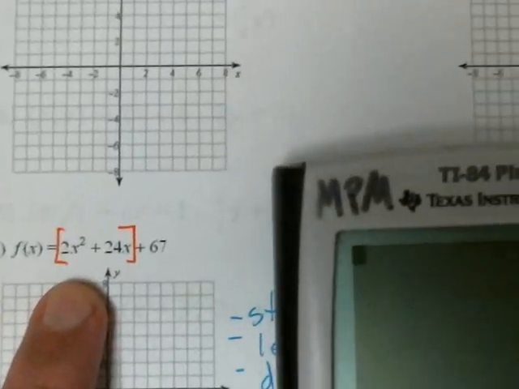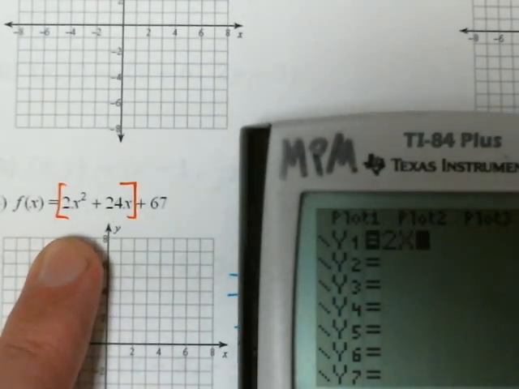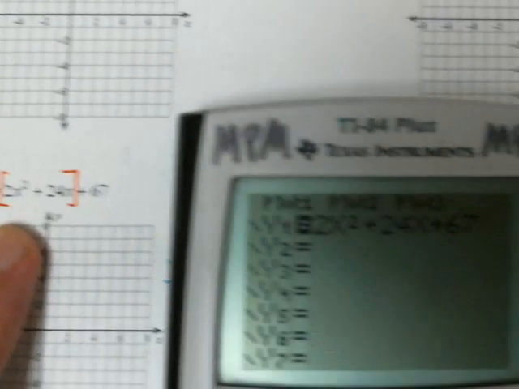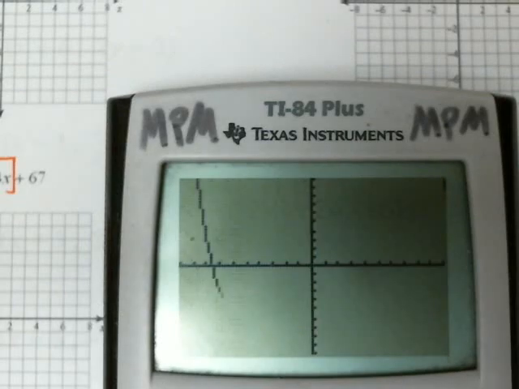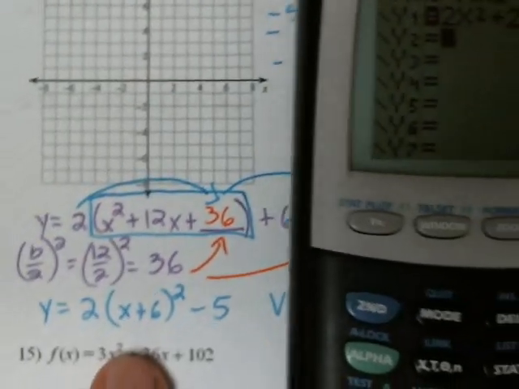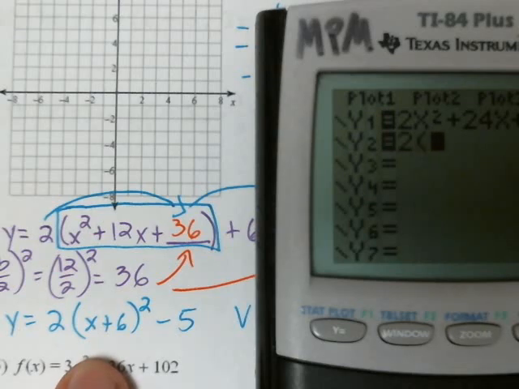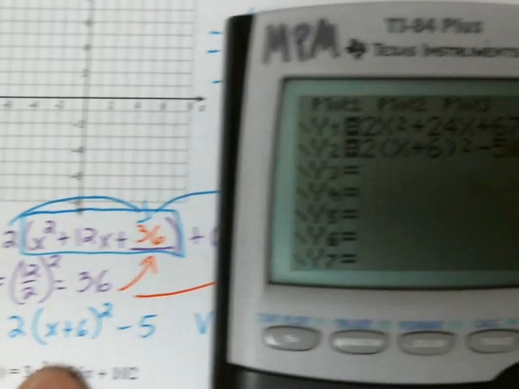So let's plug this into our calculator. y equals, I've got 2x squared plus 24x plus 67. All right, I'm going to graph that. That's that. I'm going to go back to y equals, and now I'm going to plug in the vertex form, which should be that. So I've got y equals 2 parentheses x plus 6 quantity squared minus 5. Drum roll.